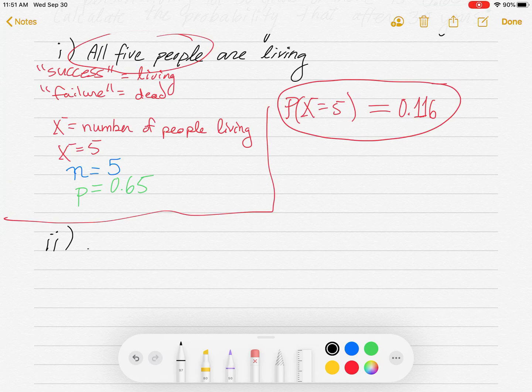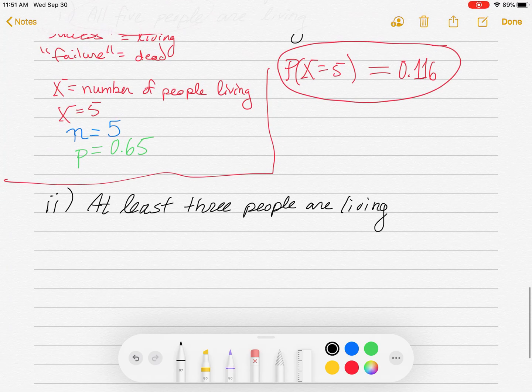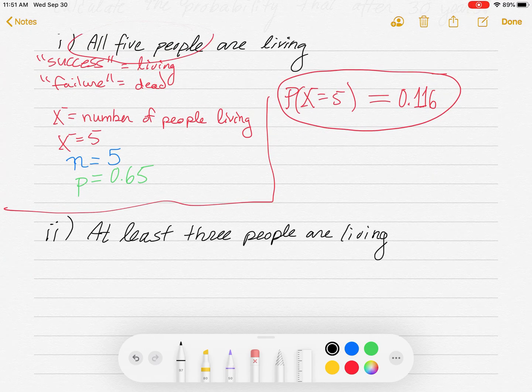Number 2. What's the probability that at least 3 people are living? So again, success is living, failure means you're dead, and x is the number of people living, right? x equals the number of people living after 30 years.